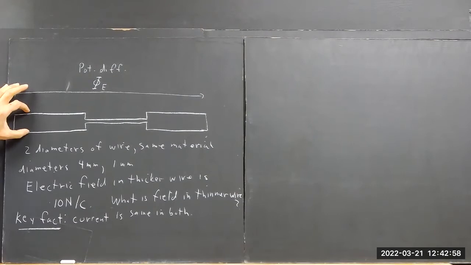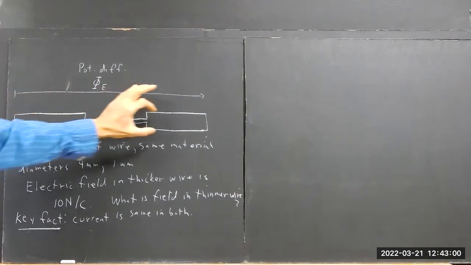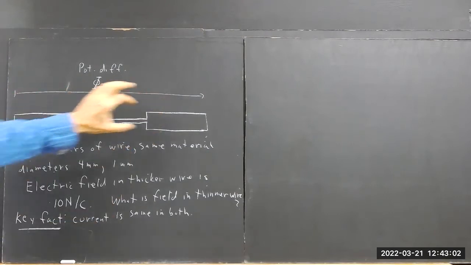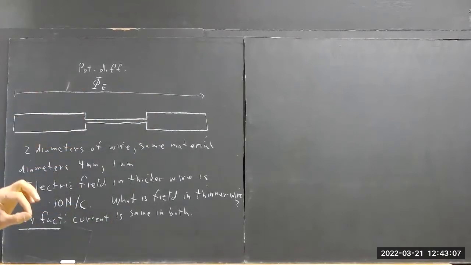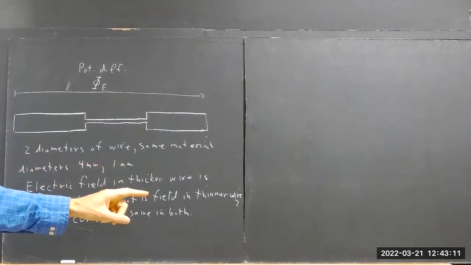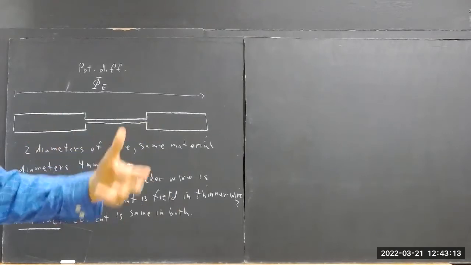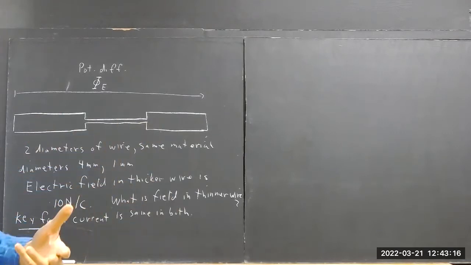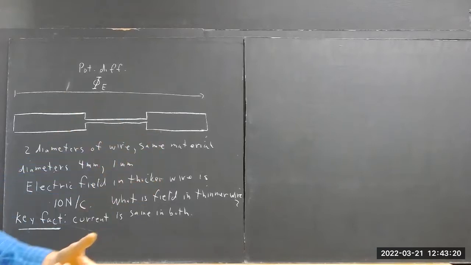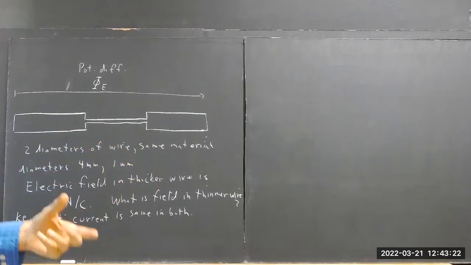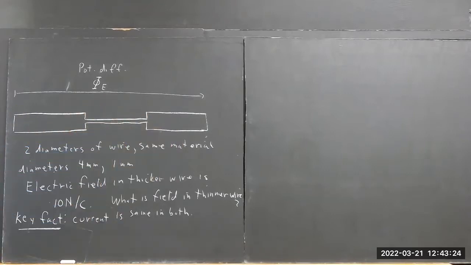This depicts a wire of one diameter. That's a 4 millimeter diameter. This is a 1 millimeter diameter. Same material. So, for example, you have the same number of electrons available per cubic meter or cubic millimeter or whatever you want to talk about. The density of the electrons is identical. Of course, the diameter is different.